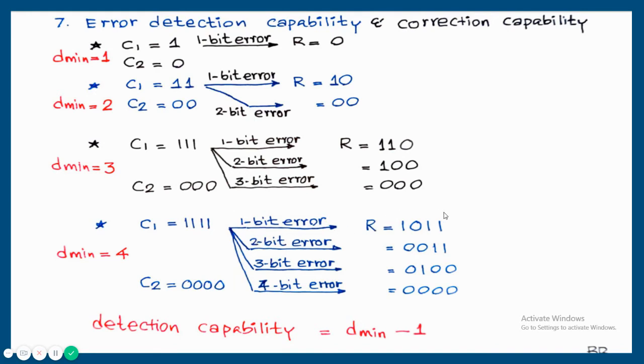Detection capability is equal to D min minus 1. So whatever the D minimum is, minus 1, that will be the detection capability. So for improving the detection capability, increase the D minimum value. D minimum can be increased by increasing the number of parity bits. But when you're increasing the number of parity bits, code efficiency is going to decrease because redundancy is going to increase.